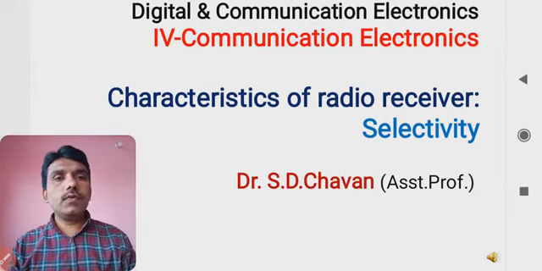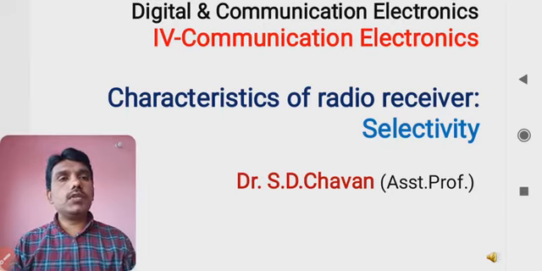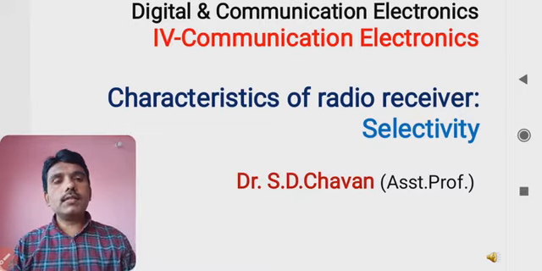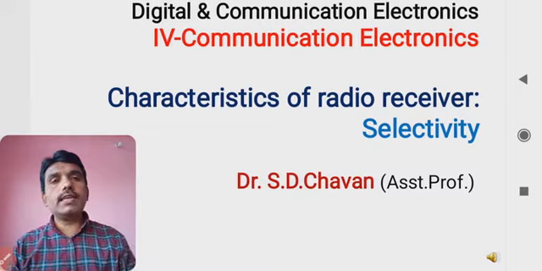We are looking at the fourth unit, communication electronics, in which we are learning the characteristics of the radio receiver. The first characteristic, sensitivity, we have already seen. Now, related to sensitivity, here is another one: selectivity.